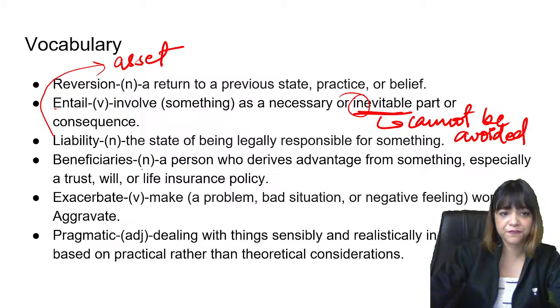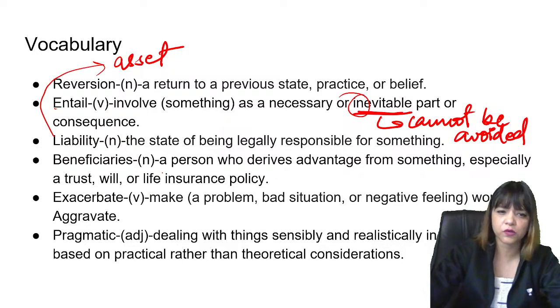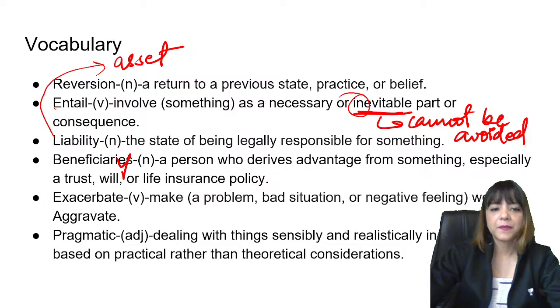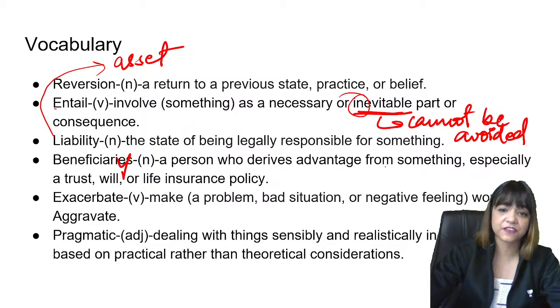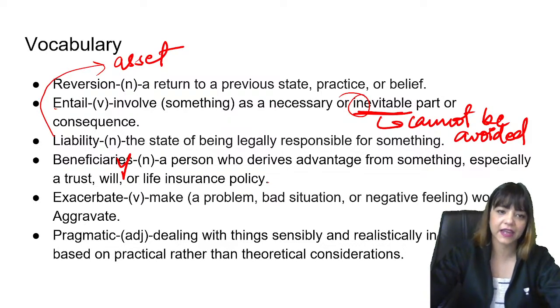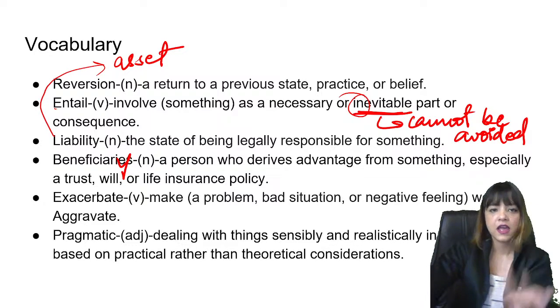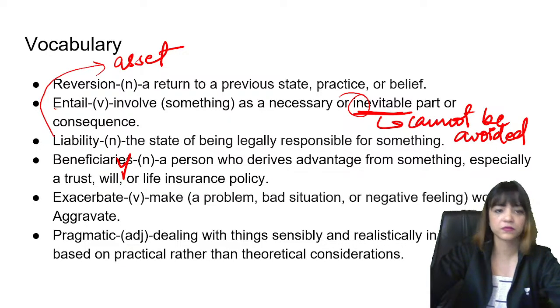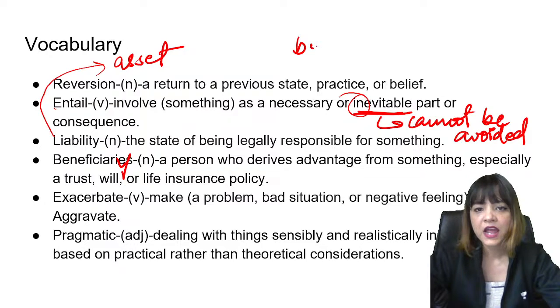All right, then we have beneficiaries. Beneficiaries, you will see, when you open an account or take any insurance policy, there are beneficiaries in it, right? So beneficiaries are basically, beneficiary is the singular form. It is a person who derives advantage from something, especially a trust or a will or a life insurance policy. If you have taken a life insurance policy for yourself, or your pension is being discussed, then you are the beneficiary of it, okay? You are the beneficiary, basically the one who benefits.